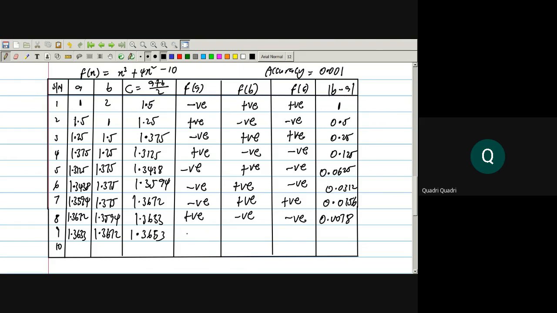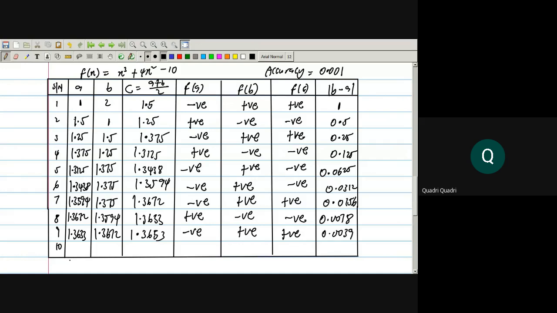What do we have? 1.3633 is negative. 1.3672 is positive. Then what do we have? 1.3672 minus 1.3633 is 0.0039. Next, what do we have?